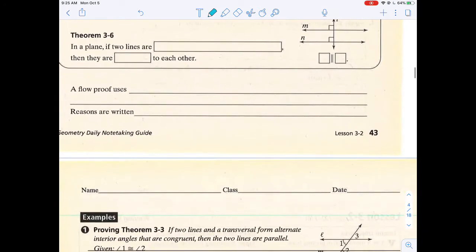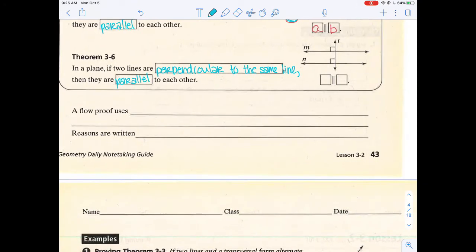Okay, theorem 3.6, the last new theorem, says in a plane, if two lines are perpendicular to the same line, then they are actually parallel to each other. So if we look at our picture, line M is perpendicular to line T, line N is also perpendicular to line T, so then they have congruent corresponding angles, which means line M and line N are parallel.